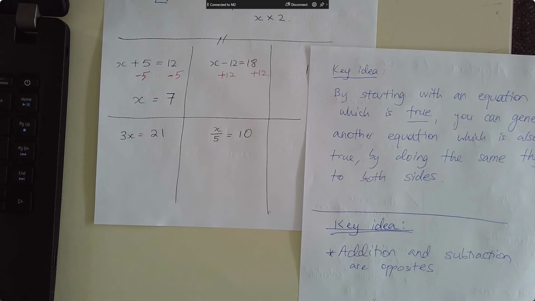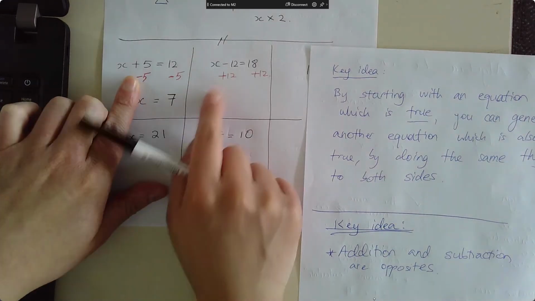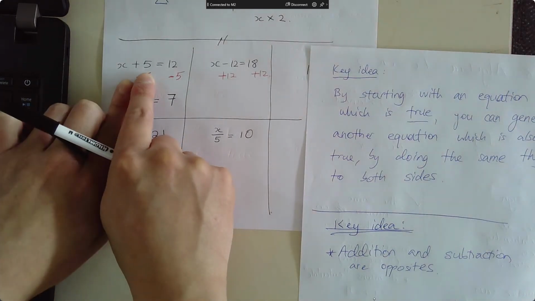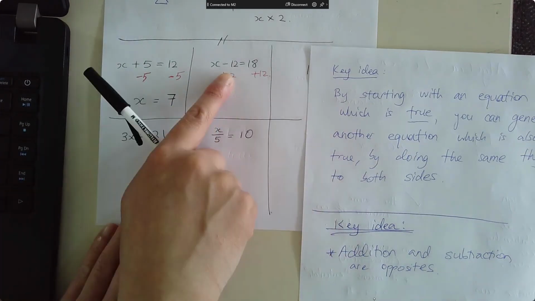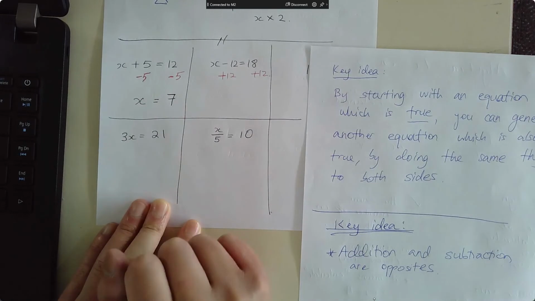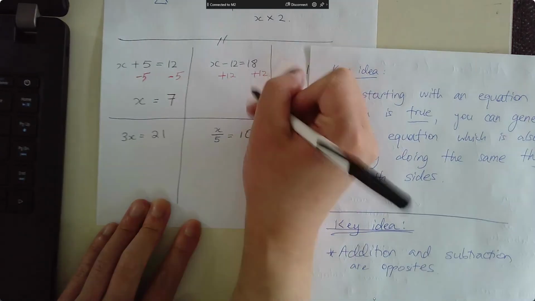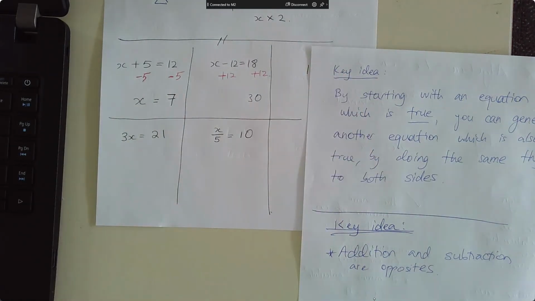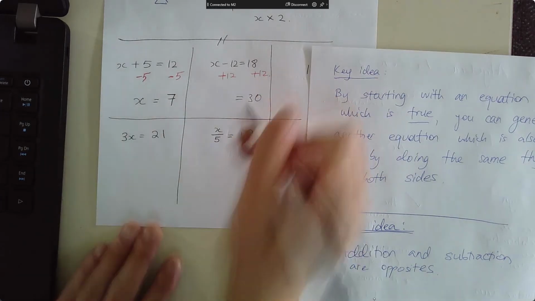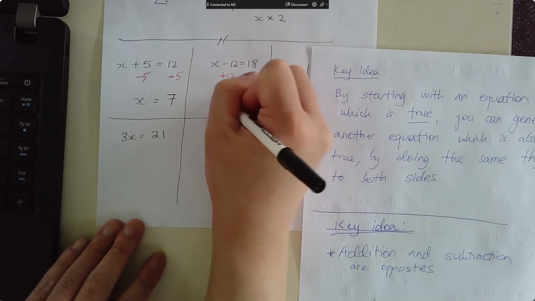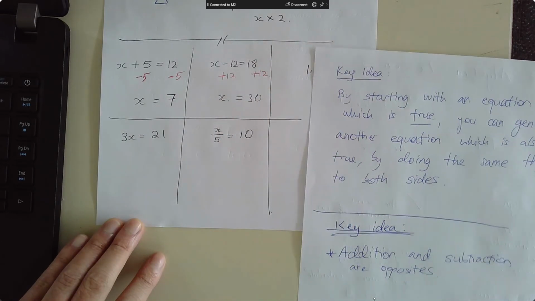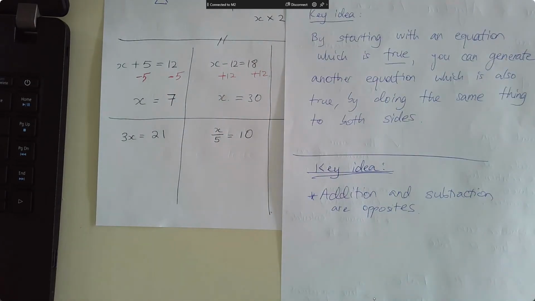So notice, this time, instead of x plus a number, I have x minus a number. So to get rid of the minus, we chose to plus on both sides instead. So I'll get 30 on the right-hand side, and on the left, I'll just have x. All right. Is this coming back to you now from last year? Yeah. Okay.